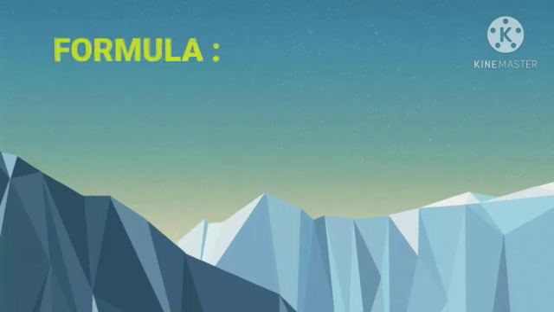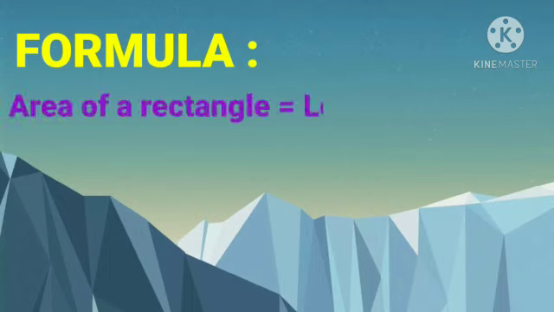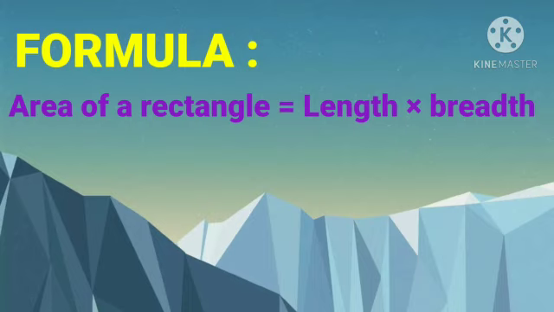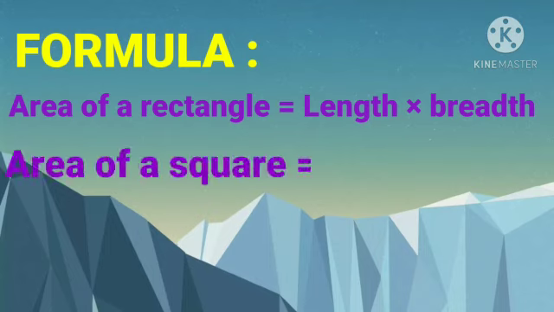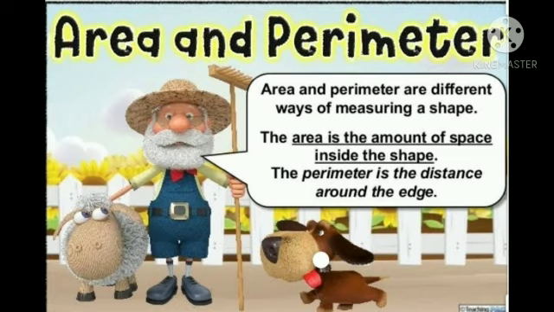Now let's see the formula for finding the area. The formula for finding the area of a rectangle is length into breadth. And the next formula is for finding the area of a square. For finding the area of the square, your formula will be side into side, or you can use side square.